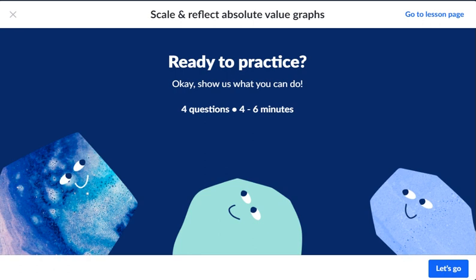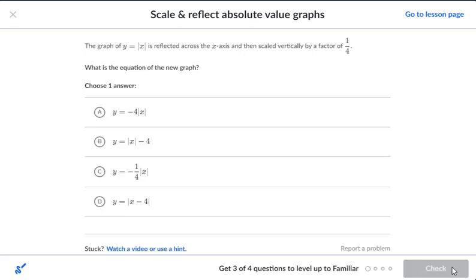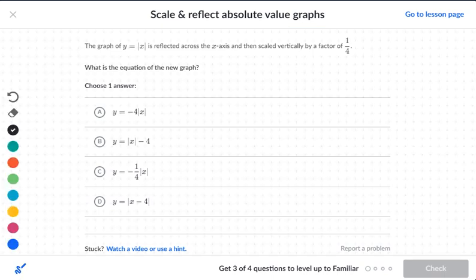Absolute value in piecewise functions. This is scale and reflect absolute value graphs. Okay, so let's get this on. The graph of y equals |x| is reflected across the x-axis, and it has a scale factor of 1/4.